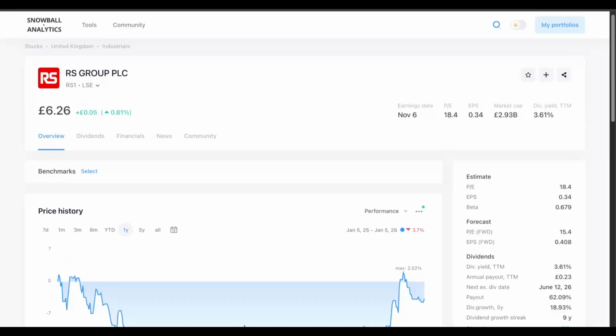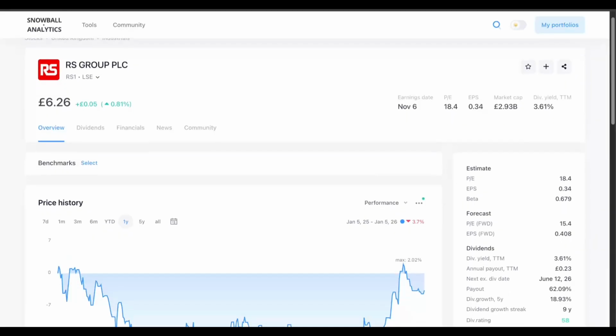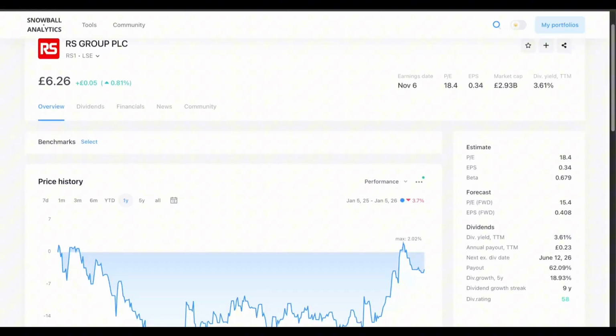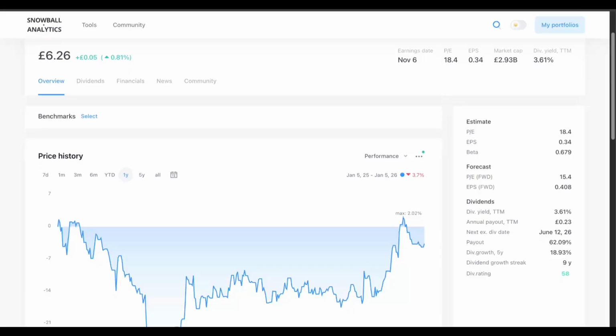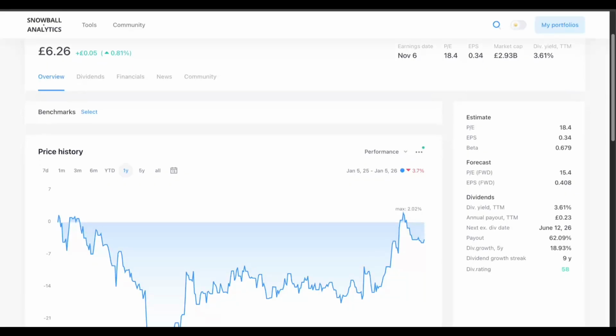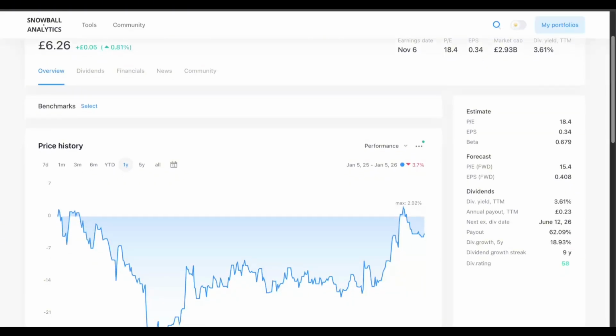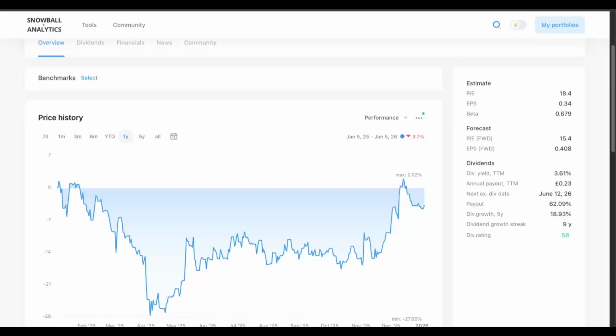First up, we have RS Group, stock ticker RS1. They have a yield of 3.61% and have a very nice 5-year growth rate at 18.93% with a solid 9 consecutive years of paying a dividend. As we can see, over the last year, they're actually down 3.7%.